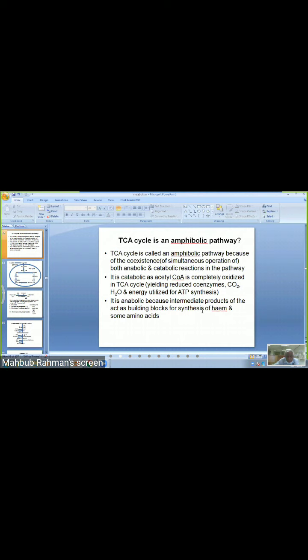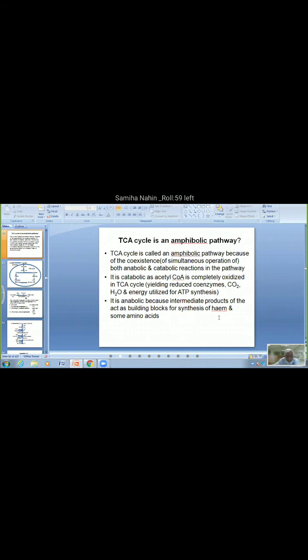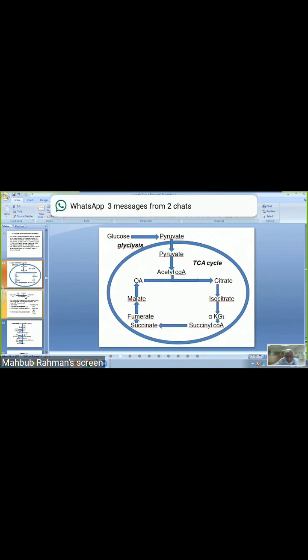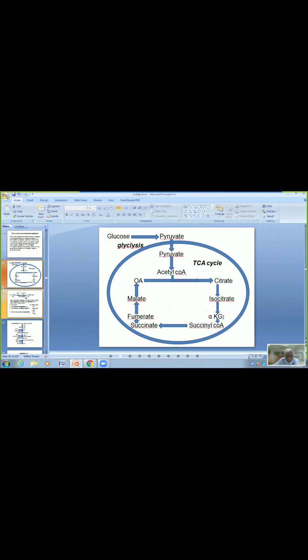Alpha ketoglutarate is also an intermediate of the TCA cycle, and it is used for synthesis of glutamate and glutamine. These are non-essential amino acids. Succinyl CoA is used for synthesis of heme. Oxaloacetate is used for synthesis of aspartic acid, which is again a non-essential amino acid.